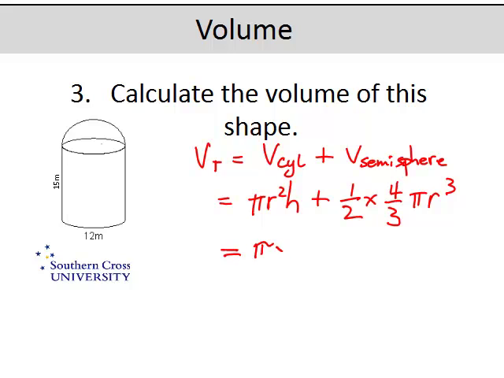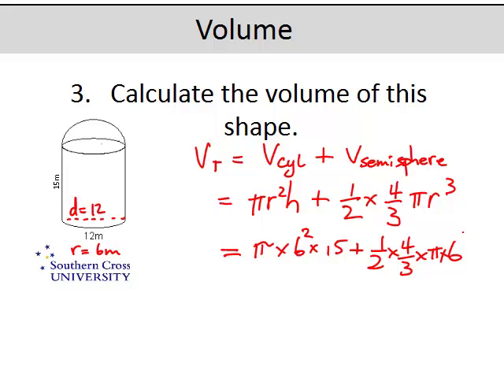So this is pi times, now the diagram doesn't say this precisely, but 12 here is the diameter. So that means the radius is 6 meters. So this is pi times 6 squared times by the height of the prism, which is 15, plus a half times 4/3 times by pi, and r is 6 again, so that's 6 cubed.